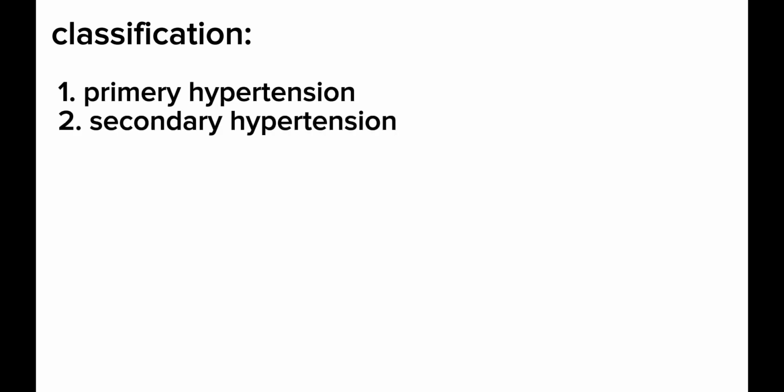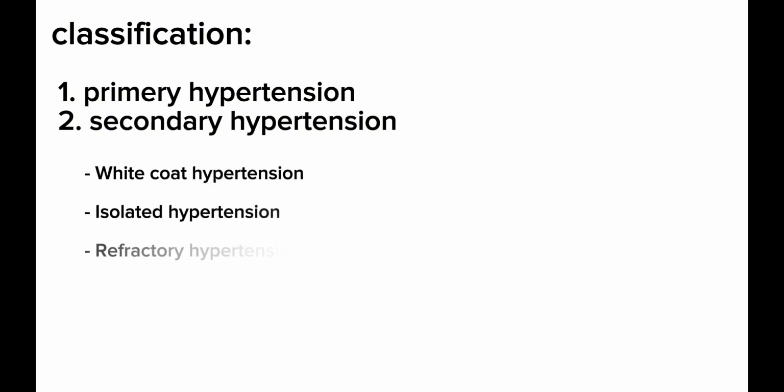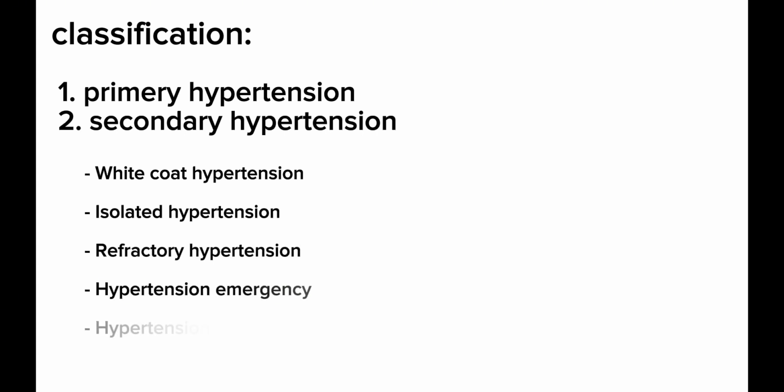Other than that, we must know about other types of hypertension, like white coat hypertension, isolated hypertension, refractory hypertension, and the most important one, hypertension emergency and urgency. You must know how to differentiate these two conditions from each other, that we will discuss in detail later at the end of the topic. So let's start from primary hypertension.